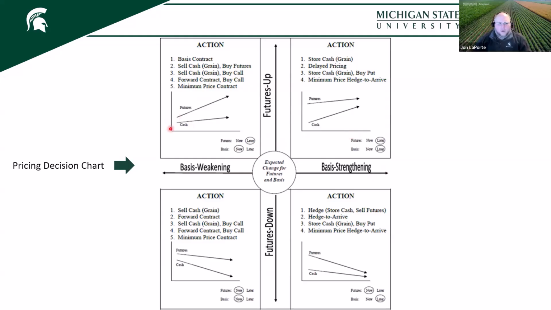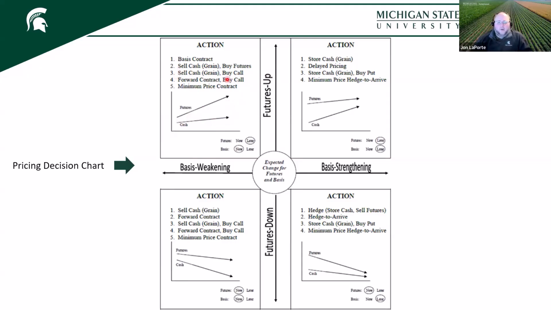In the upper left quadrant, basis is getting weaker, so that gap is getting wider, but futures is going up, so we've got a positive futures direction. Cash might still be going up too, but not at the same level of incline as futures. So we may like that basis now because the gap is smaller and we're afraid it's going to keep getting wider. We could use a basis contract and force this cash price to stay up and go on the same trajectory as the futures price.